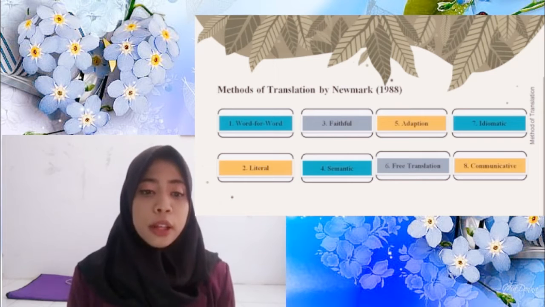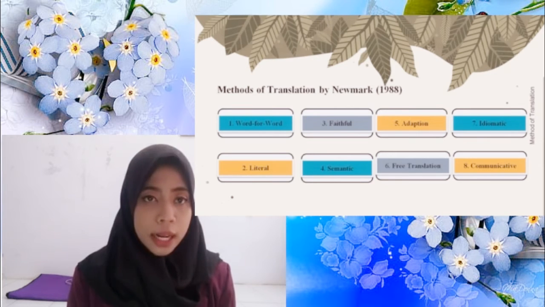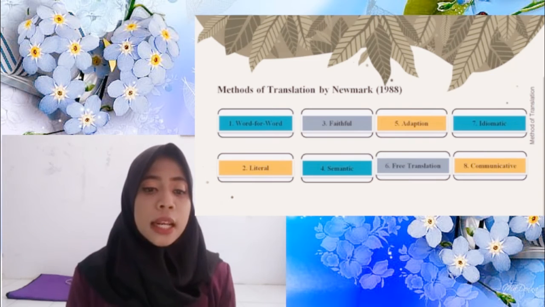The third is faithful translation. It attempts to reproduce the precise contextual meaning of the original within the constraints of the target language grammatical structure. The next is semantic translation. It is more flexible than faithful translation. Faithful translation is more rigid, does not compromise with the target language rules, and is more tied to the source language, whereas semantic translation is more flexible with the target language. The next is adaptation translation, the 6th is free translation, the 7th is idiomatic translation, and the last is communicative translation.